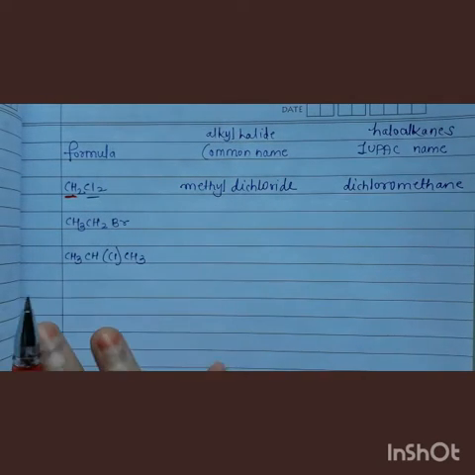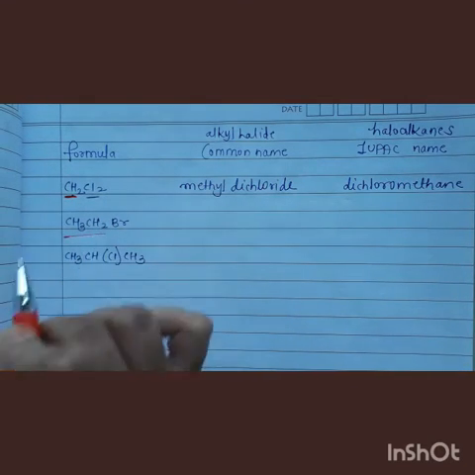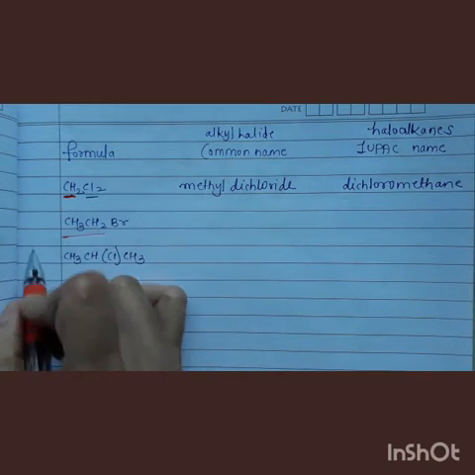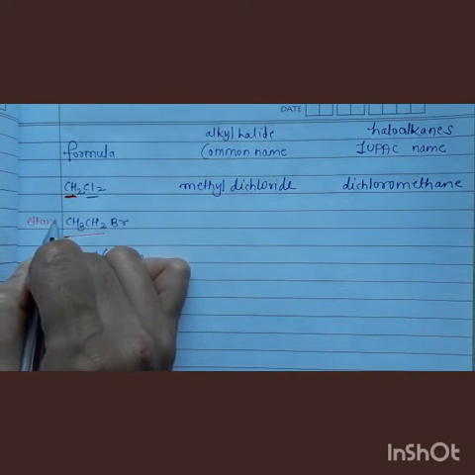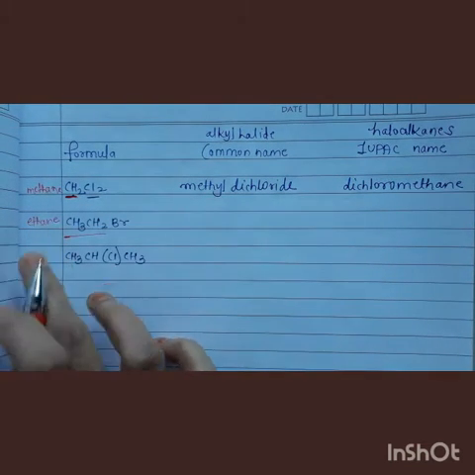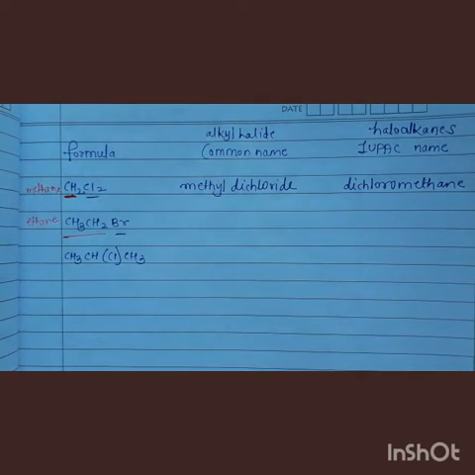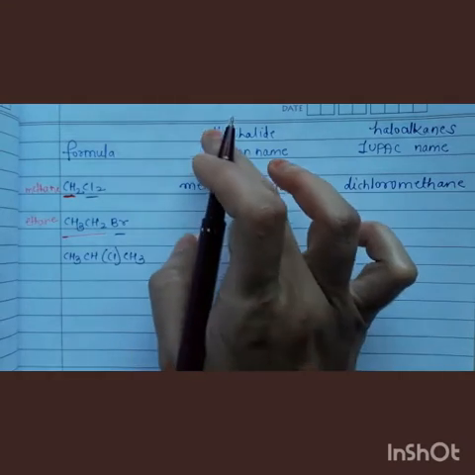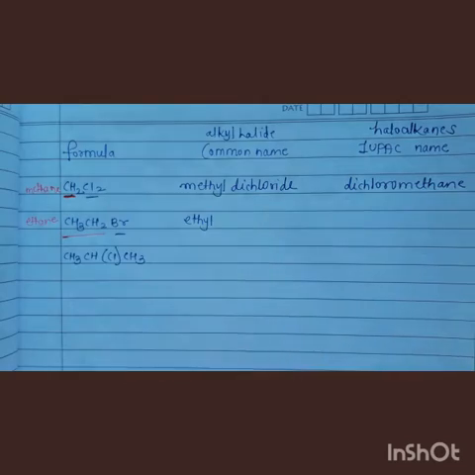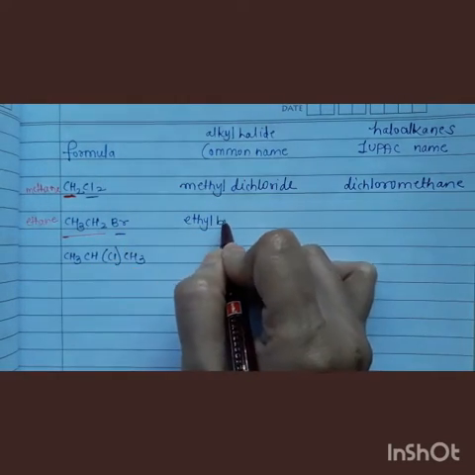Here first find out the parent alkane. This is your carbon chain. Your parent alkane has two carbon atoms, that means it is ethane. Two carbon atoms ethane, one carbon atom methane. And which halogen is present? Bromine is present. So let us write first the common name, alkyl halide. Ethane will become ethyl and bromine will become bromide.